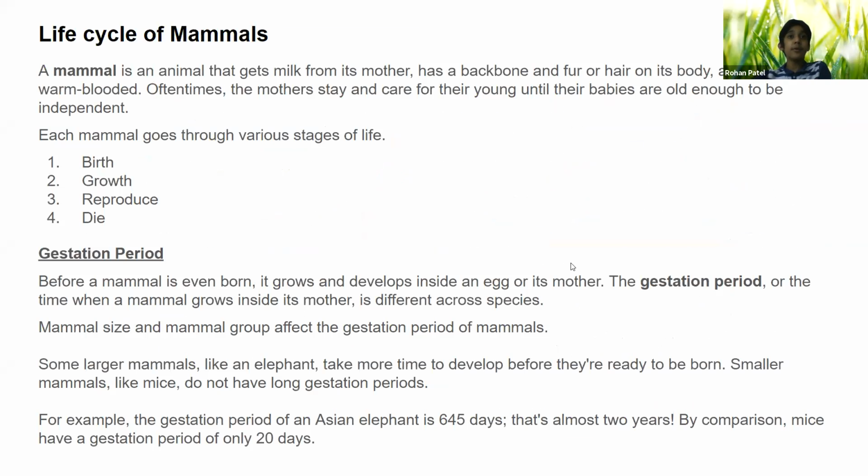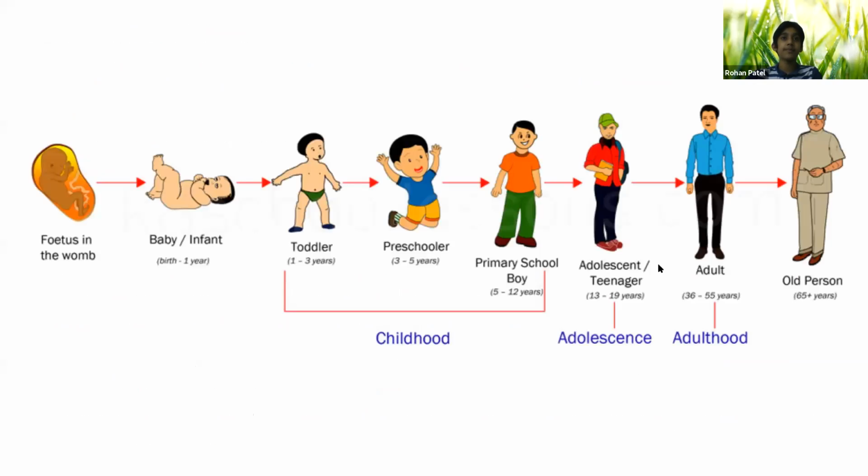Then lastly, we have our mammals. They go through birth, growth, reproduce, and they die. The gestation period is when the mammal grows inside the mother, and it is different across different species.